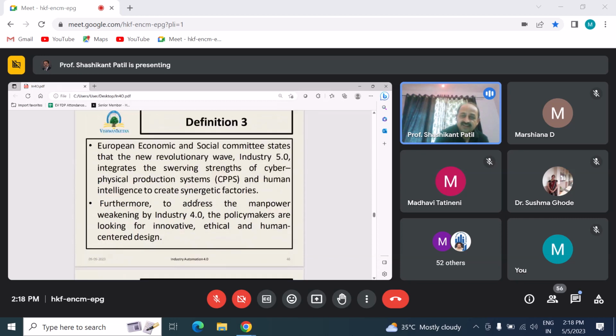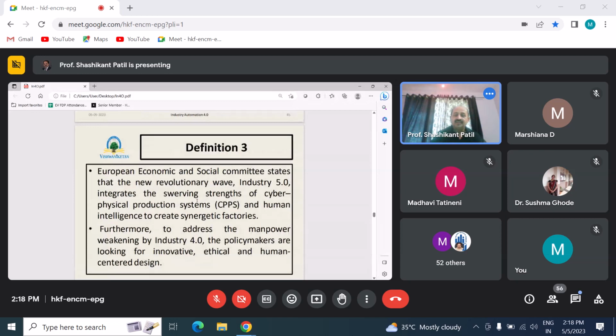Now there is another definition by the European Economic and Social Committee, which states that it is the new revolutionary way. It is the new idea. It is the new process which is named as Industry 5.0. It augments the strengths of cyber physical production systems, as well as clubbing human intelligence to create synergetic factories. Okay. Furthermore, to address the manpower weakening by Industry 4.0, so what are your lacunas, what are the problems associated with Industry 4.0, the policymakers are now looking for innovative, ethical, and human-centered design.